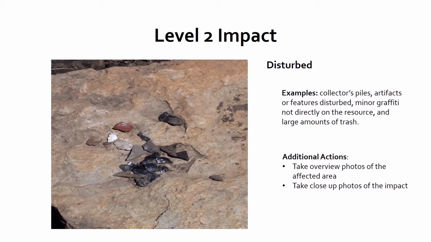A level 2 impact is when the site has been disturbed. An example is if we would have found a collector's pile like in this photograph, where the artifacts are all put in one location. They've been moved, so they haven't been damaged, but it's been disturbed, as in it's changed. Some other types of level 2 impacts are minor graffiti that's not right on the resource itself. It may be on the rocks nearby, somebody who left a bit of trash, and issues that we can probably resolve, but the site won't get back to perfect.